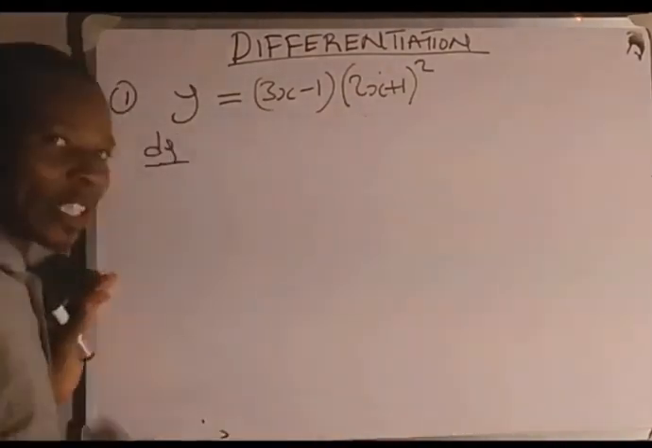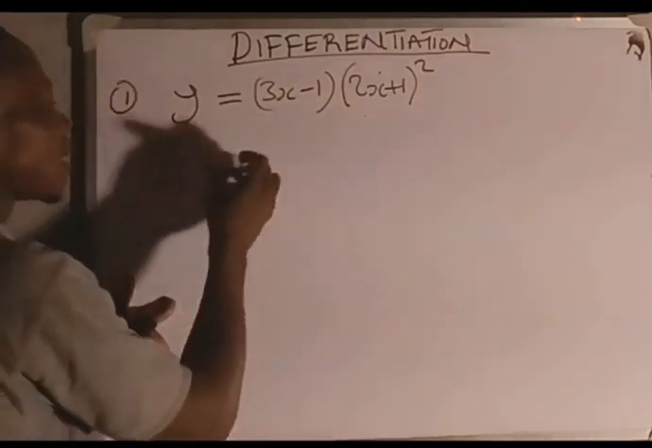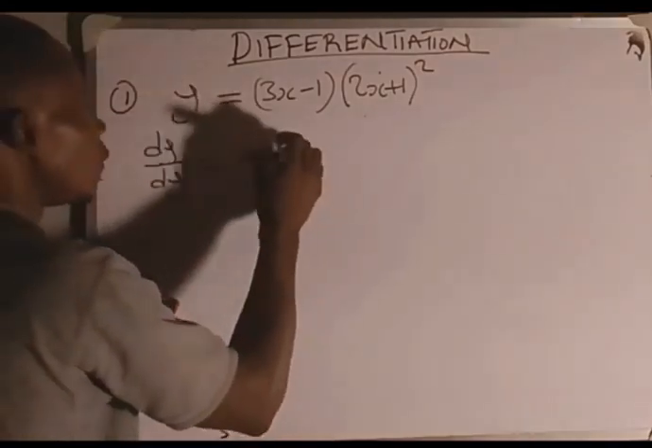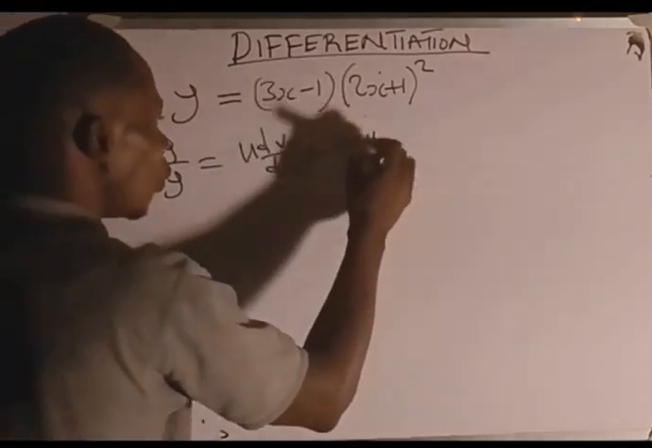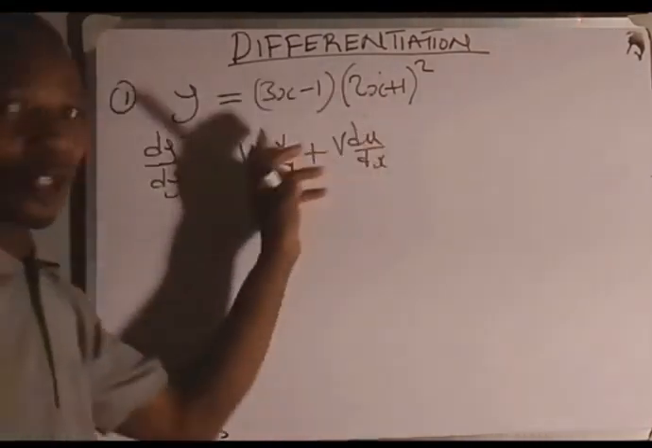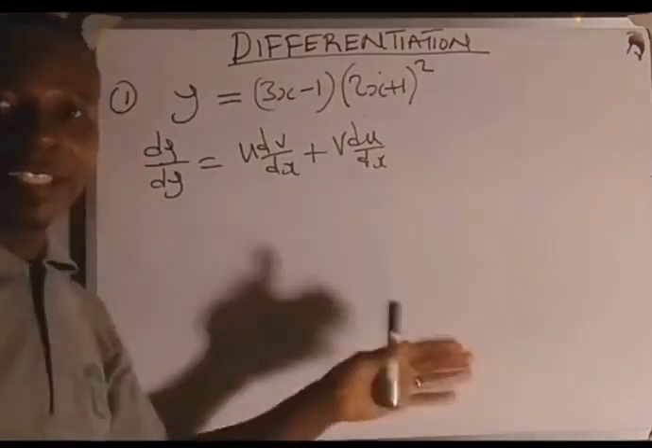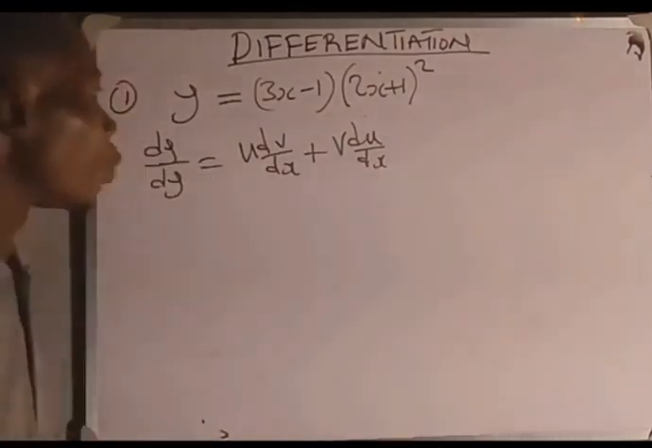You can check my previous recap that dy over dx is equal to u dv over dx plus v du over dx. So if you have any question in the form of a product, this is how you handle questions like this. This is the formula we use. So how do we do this?